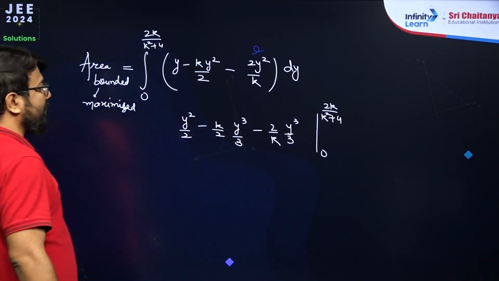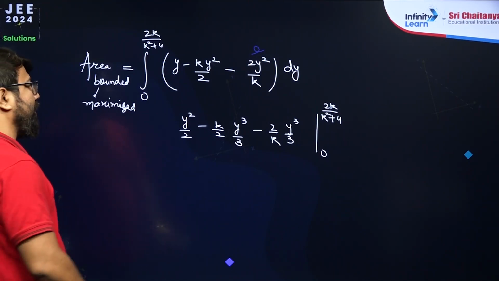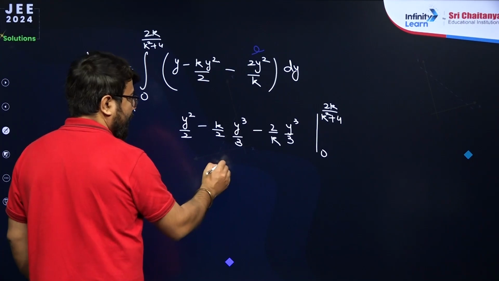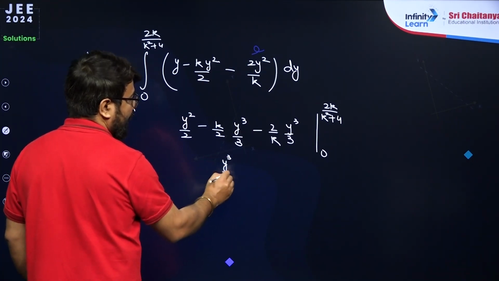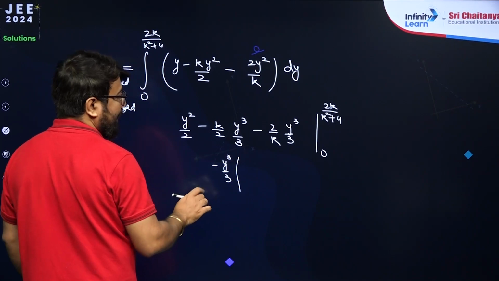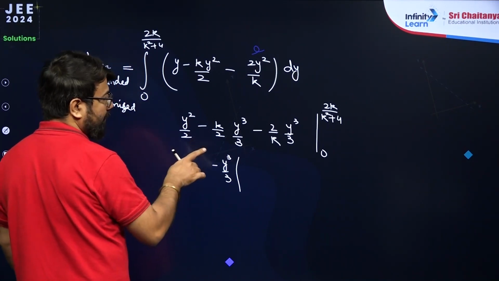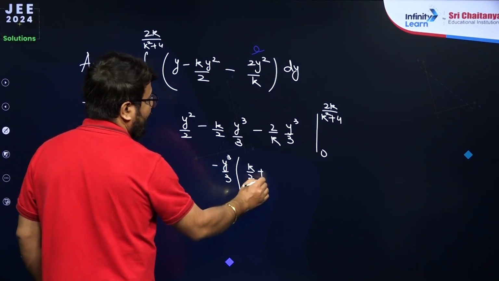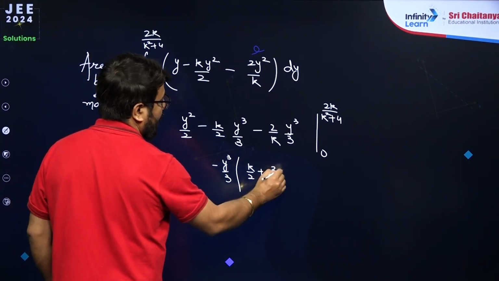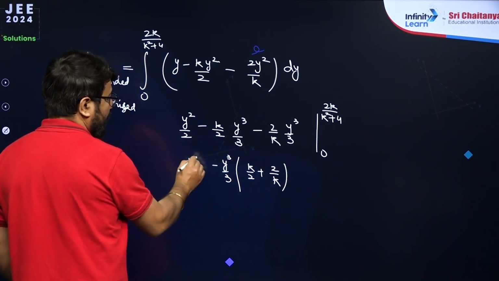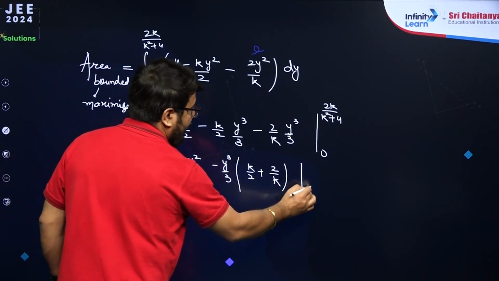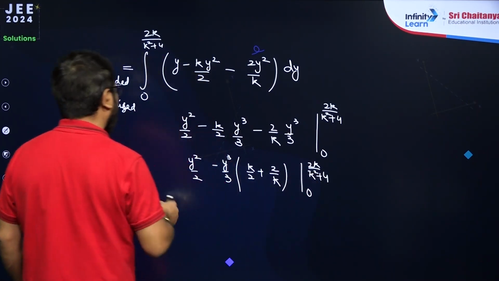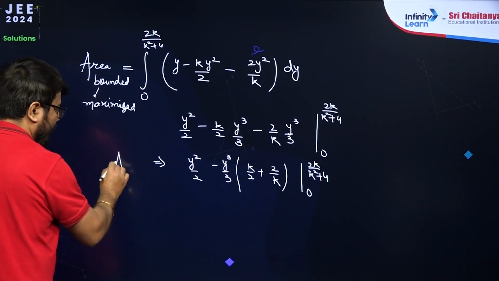Now my dear students, if I see here, y cube upon 3 is there with both the terms, and I will write here y cube upon 3. Negative also I can take common. Even I can take this k upon 2 also common. If I take this k upon 2 common, I will be left with k upon 2 and 2 upon k. Alright, and here we have y square upon 2 already with us, and the limits are from 0 to 2k over k square plus 4. Now wherever y is written, you just need to put these limits.